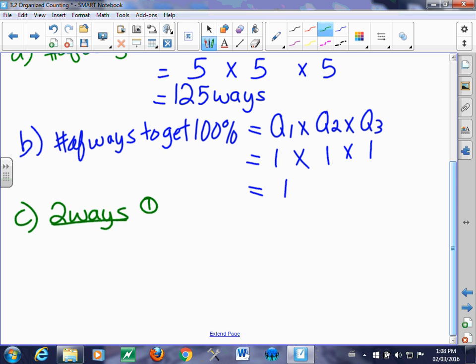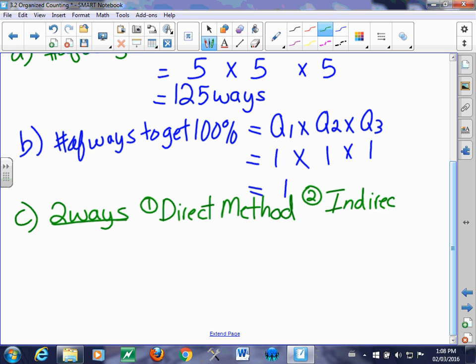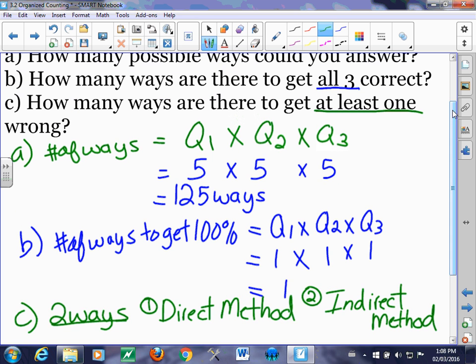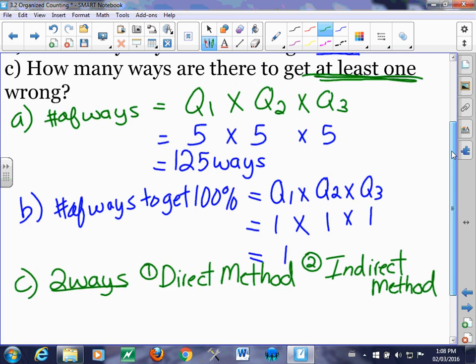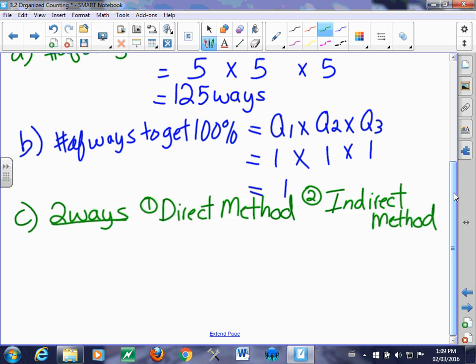So the first one is going to be the direct method. Sometimes you'll always use the direct method. Sometimes you'll find that the indirect method is the easier method, which means you're just solving for the opposite and then subtracting. All right, so let's try to understand the question. The question says that we have to get at least 1 wrong. So you could have 1 wrong, you could have 2 wrong, or you could have all 3 wrong. So make sure everybody realizes that we have 3 separate cases here.